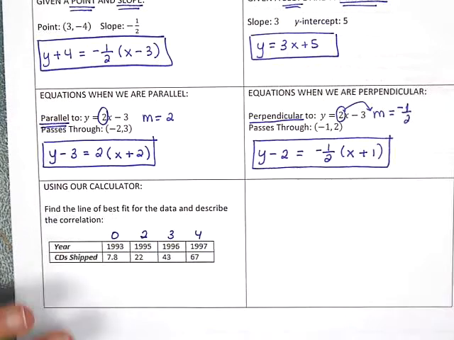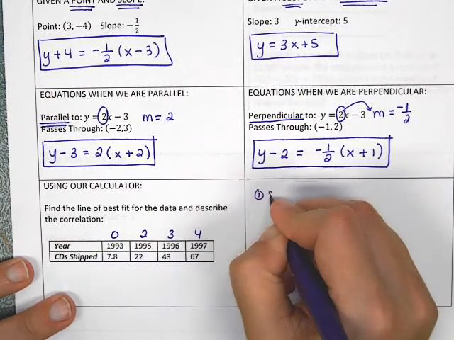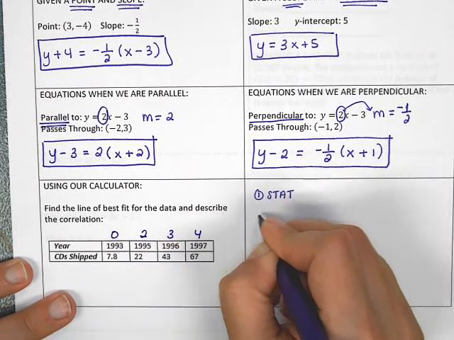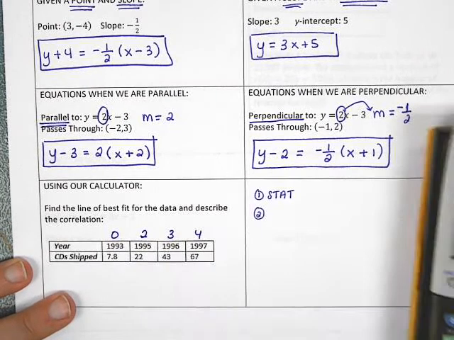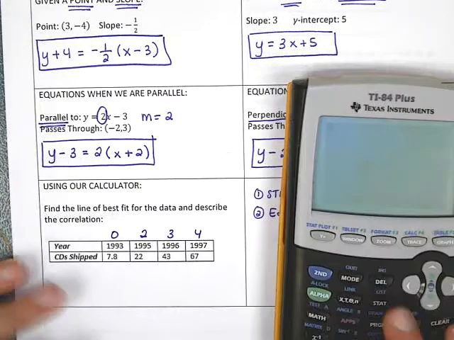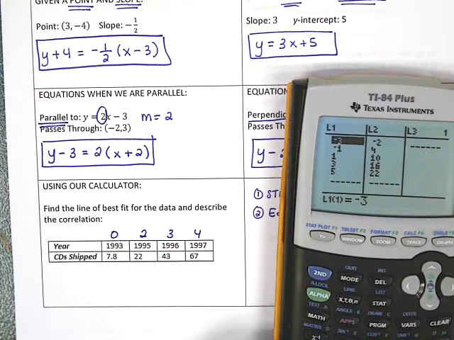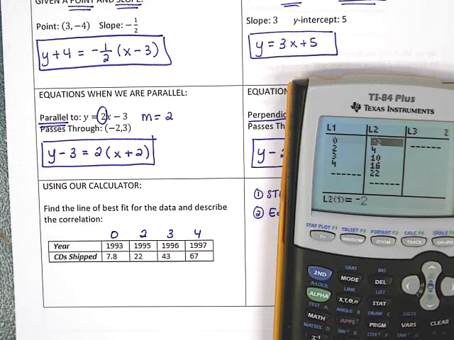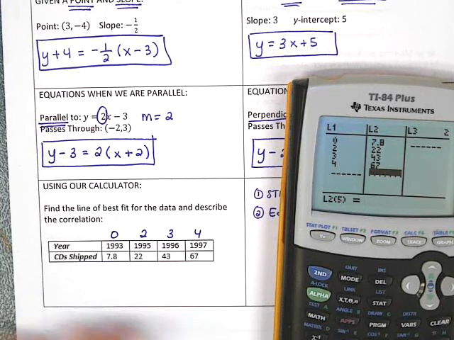To type in your data, you go to Stat, and then Edit. So I'm going to go to Stat, Edit. The first column is going to get my x's, so 0, 2, 3, 4. Delete any extra numbers that you might have. Second column is going to get my y's, so 7.8, 22, 43, 67.